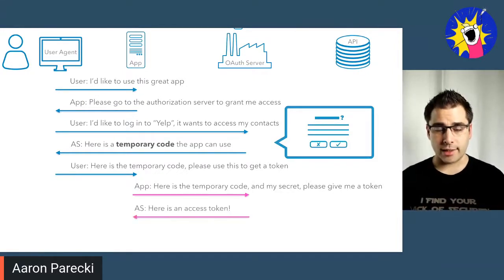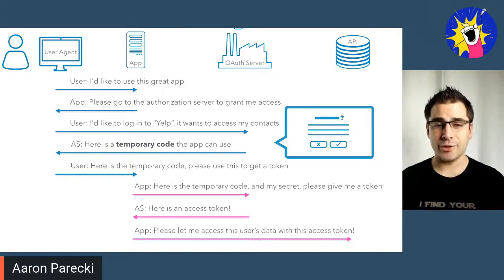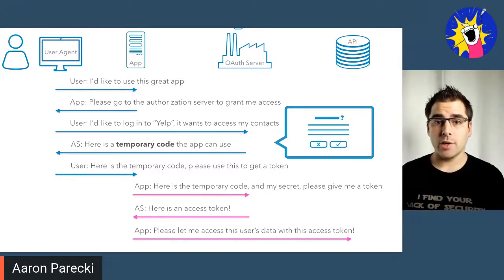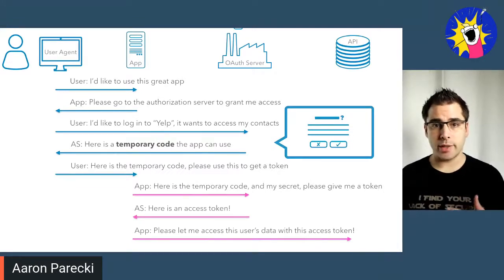So the OAuth server validates that request, checks the client secret, and creates an access token and returns it in the response. Now the application can go use the access token to request data from the API. So the blue lines on top are what we call front channel. And that's the idea where we're actually using the user's browser to move data between parties.